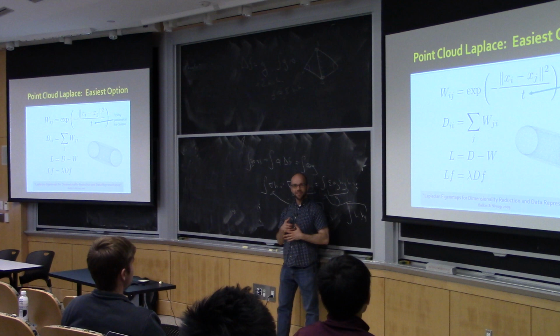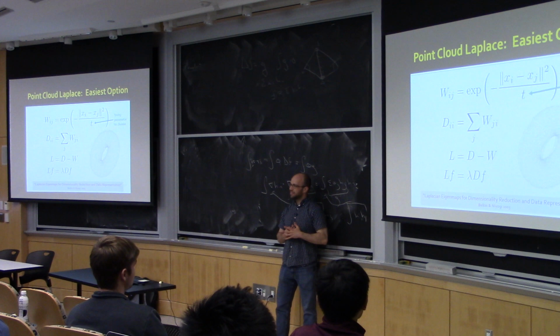To me, this is the big Achilles heel of a lot of this manifold learning research, is that they say, suppose that my data is sampled from a manifold of dimension n, and then the rest of their paper is really elegant.